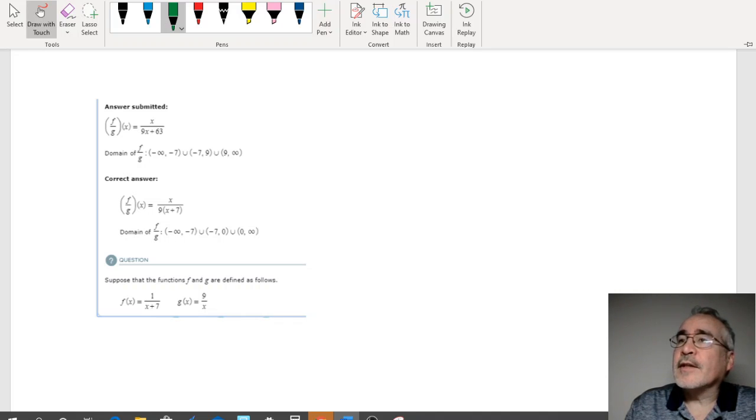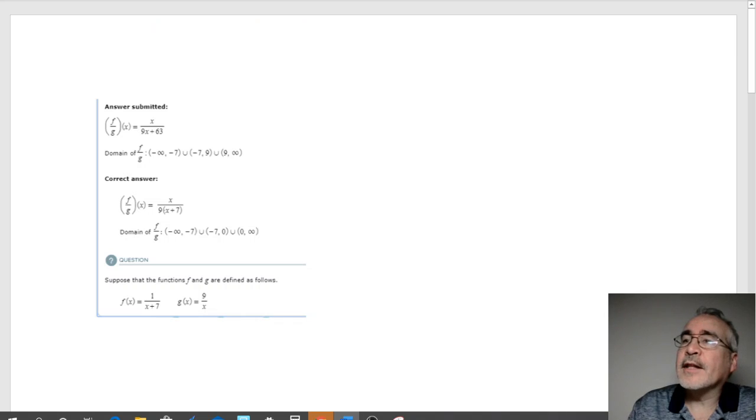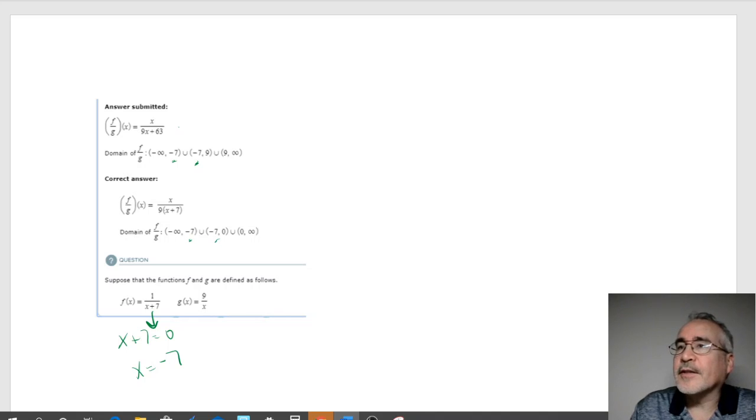So f over g, this answer was done correctly. So this x over 9x plus 63 is really the same thing if you were to distribute this 9 through. Okay, so notice this answer is correct. It's the domain part that's not. So what you have to look at is, you can see from this one here, we can't have a 0 in the denominator. So what we're looking for is what would make x plus 7 equal 0. Subtract 7 from both sides, you get x equals minus 7. You got that part correct. And notice here, that's the correct answer here.